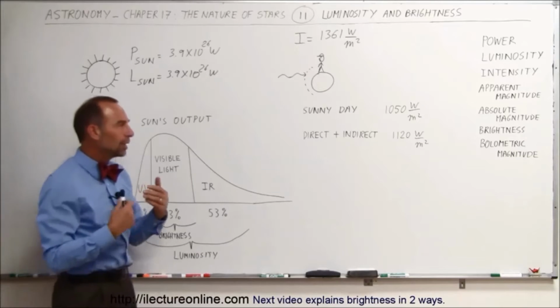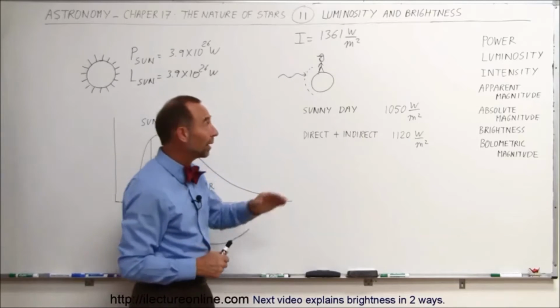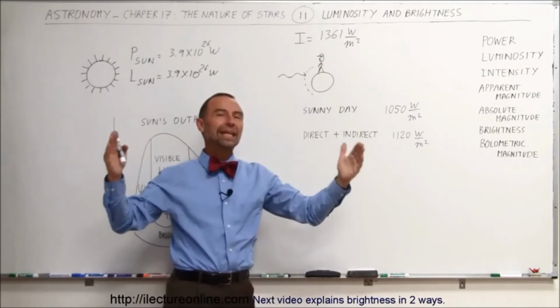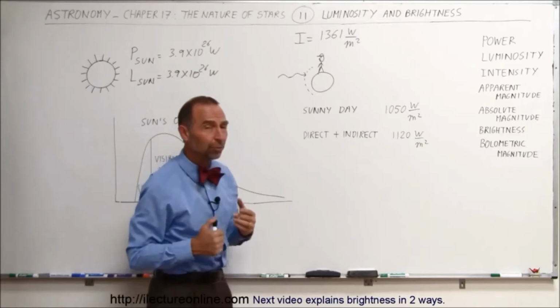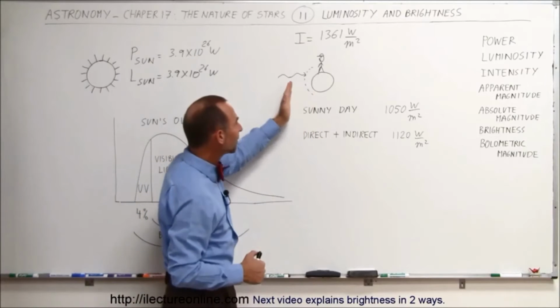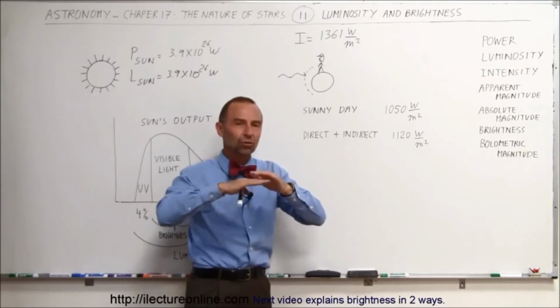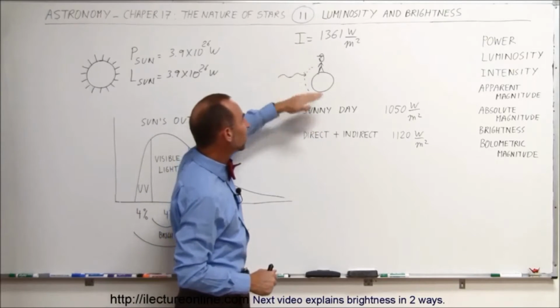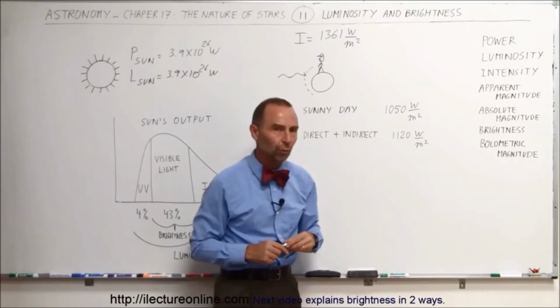Now let's go back to the concept of how much light do we actually receive on the surface of the Earth. Well, at the top of the atmosphere, the intensity of all the radiation coming to us from the sun is about 1,360 watts per square meter. But by the time that light makes it to the surface, assuming there's no clouds or anything like that, just a plain sunny day, then the intensity that reaches the surface of the Earth is about 1,050 watts per square meter.